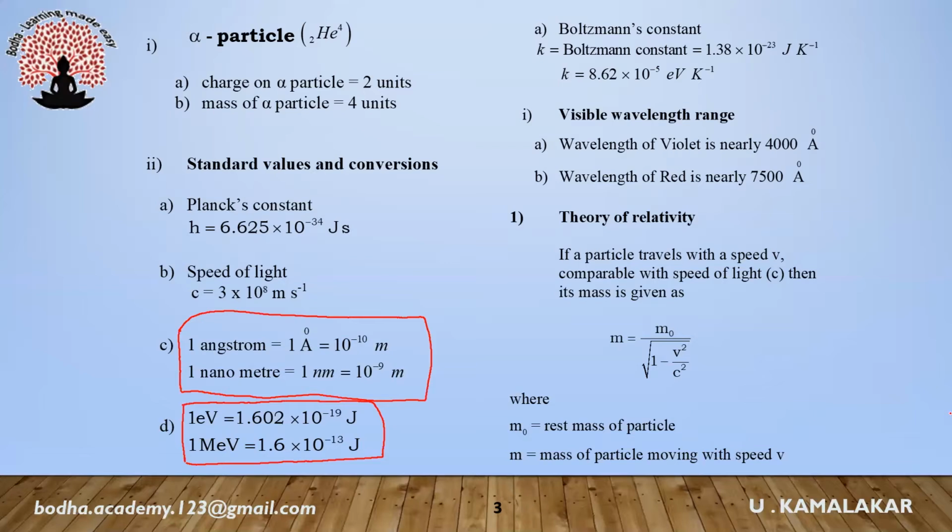According to the theory of relativity, if a particle travels with a speed comparable with the speed of light, then its mass is given as m = m0 divided by under root 1 minus v squared by c squared, where m0 is rest mass of the particle, and m is mass of the particle moving with speed v.